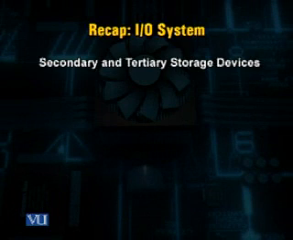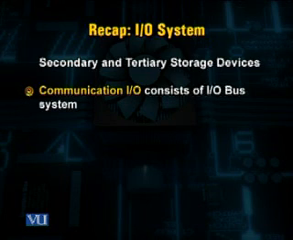Then we discussed what an IO system is. Here we noticed that an IO system comprises the storage IOs and communication IOs. The storage IOs consist of the secondary and tertiary storage devices, and the communication IOs consist of the IO bus system, which indeed interconnects the microprocessor and the memory with the input-output devices.